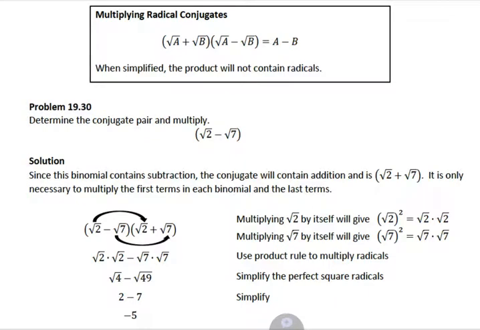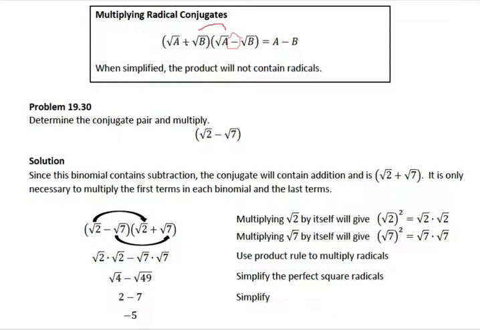Now we will talk about conjugates, radical conjugates. If we have two radical expressions combined with a positive sign, the expression that has the same radicals but combined with the opposite sign is called the conjugate of the first expression. So conjugates mainly have opposite signs between the two radicals.